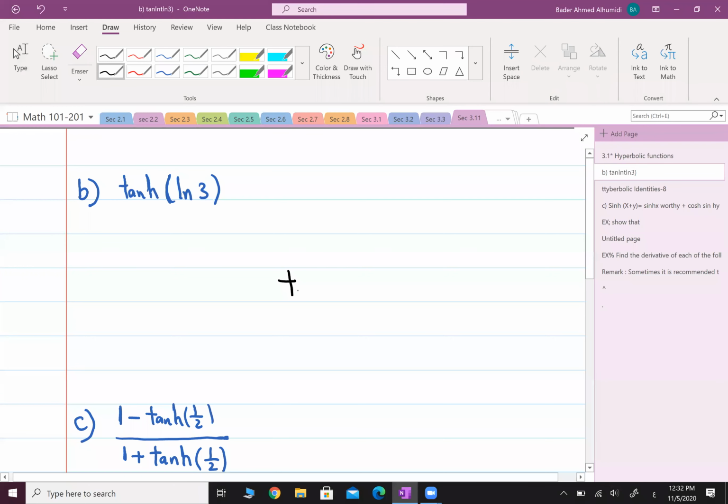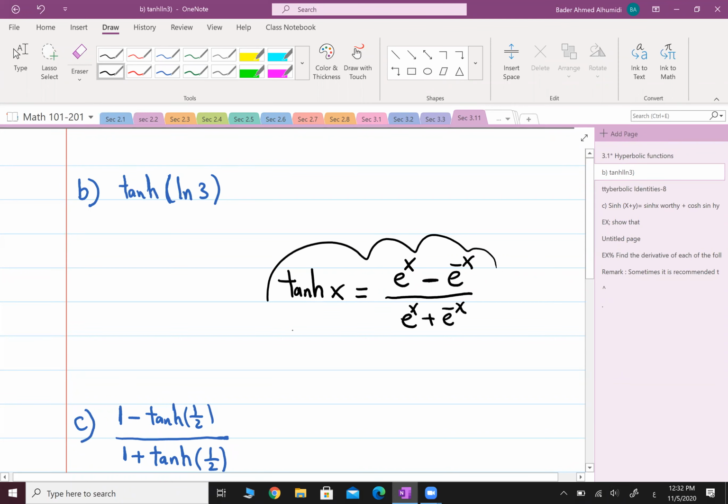Hyperbolic tangent of x, what does it equal? It equals e to the power x minus e to the power minus x, supposed to be over 2 for the sine, but the 2 will cancel with the 2 downstairs, over e to the x plus e to the power minus x. This is the law we use for hyperbolic tangent of x. You can write a note here and use it.